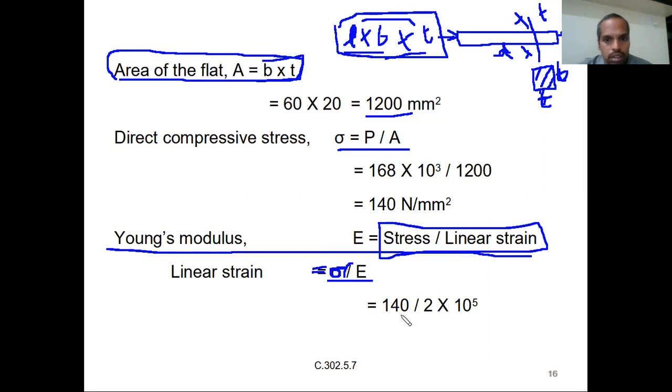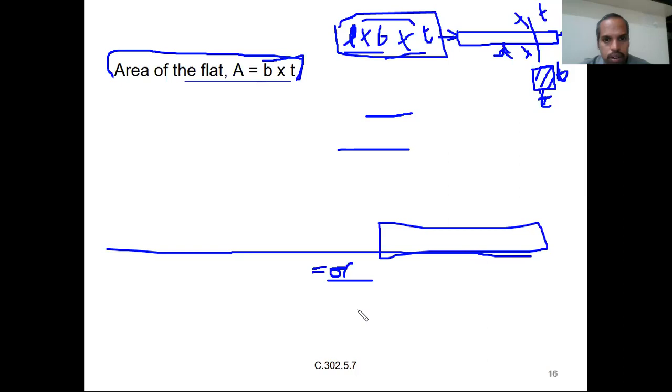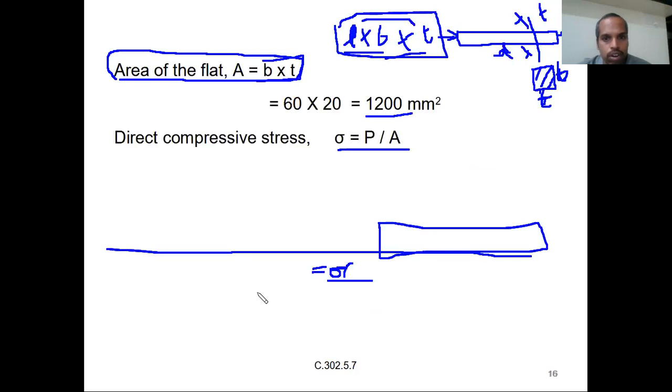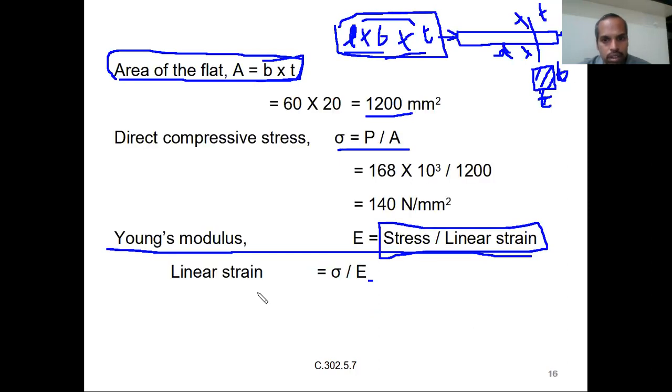Young's modulus is given in the problem. So the linear strain is stress by Young's modulus, that will give the strain. It is equal to 7 into 10 to the power of minus 4, because it is a strain, no units. So now we got the linear strain.